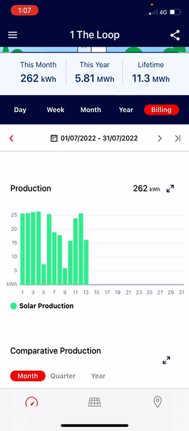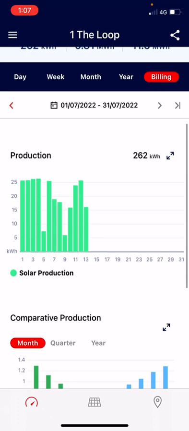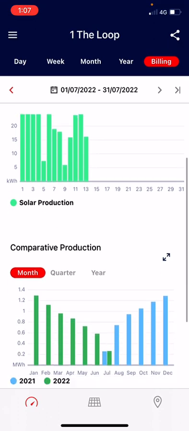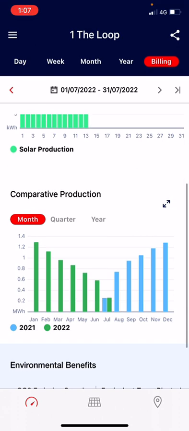Billing, you can use the billing, put your billing dates in, and then what it will do is it will give you a total amount for that billing period, and then you can use your exported amount minus the produced amount, and that will give you what you've used from this system. But as I said, we got another video explaining that in a bit more detail if you want to check that out. So comparative production, this one here, quite simply is showing us what the system was doing compared to last year.